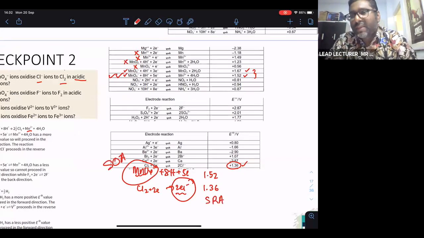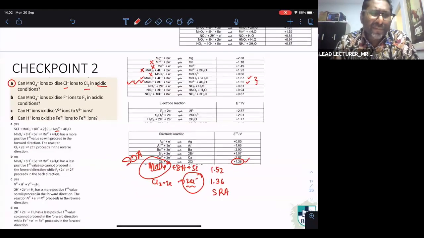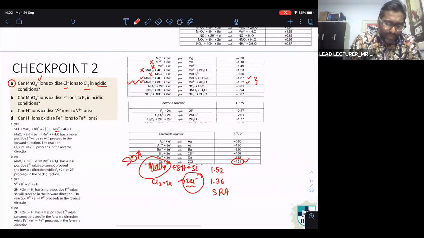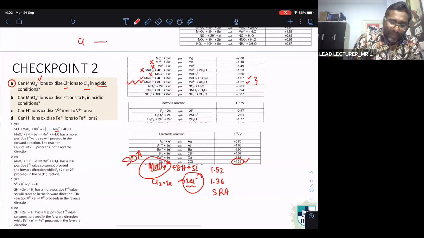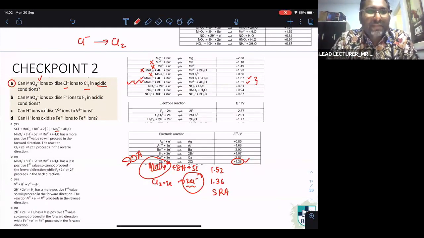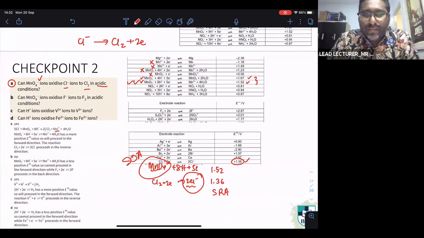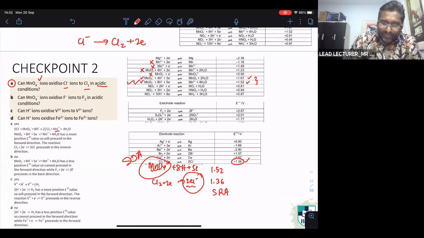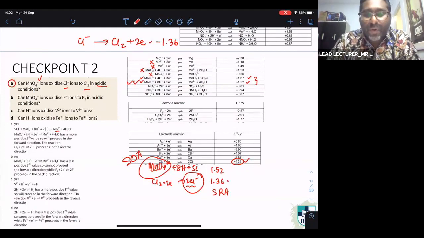You can also use the E value. If you want to use the E value, the simplest way that I use is, they put MnO4 minus, can it oxidize? If I want to oxidize, it means that Cl minus must change into Cl2. If it is oxidized, you are going to lose electrons, so it must change into this. If Cl minus is changing to that, this equation must be negative 1.36. This is positive.